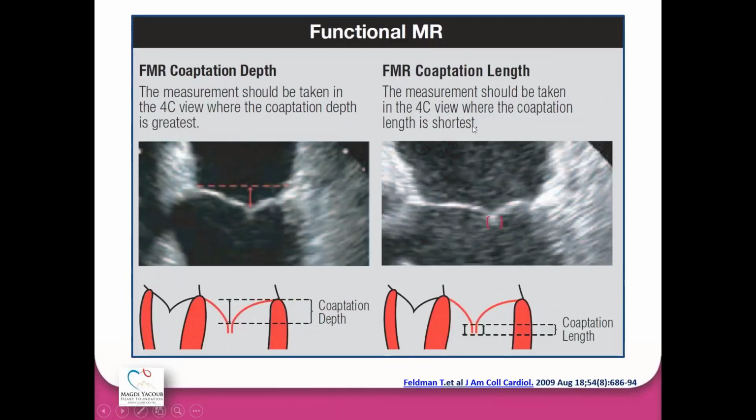The second category of mitral regurgitation is the functional mitral regurgitation. And here again, we have to have a coaptation depth, which is the distance between the imaginary line of the annulus and the coaptation point of both leaflets. We have to have this depth less than 11 millimeters. But again, with the increased experience, we are going for longer depths.